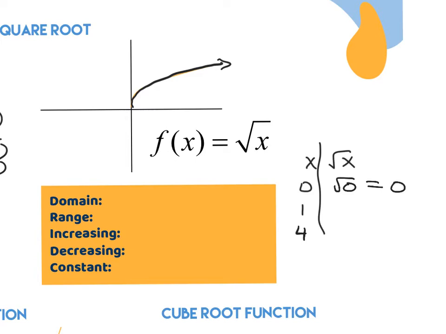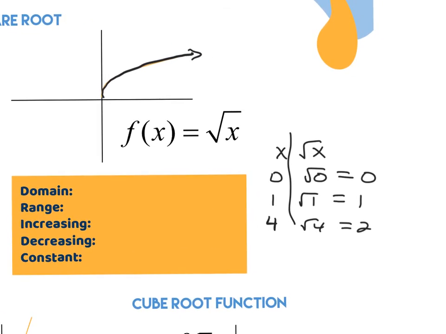Square root of 0 is 0. Square root of 1 is 1. Square root of 4 is 2. So the ordered pairs that I would graph would be 0, 0, 1, 1, 4, 2. So we could put our little points here, 0, 0. We could say 1, 1 might be around here, and then the 4, 2 might be around there.